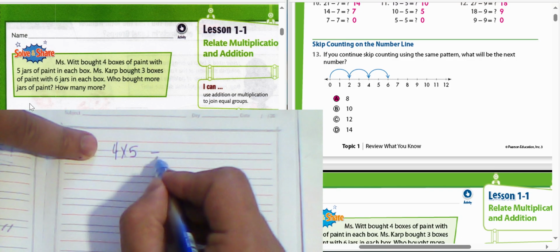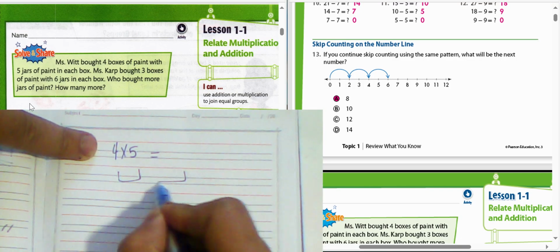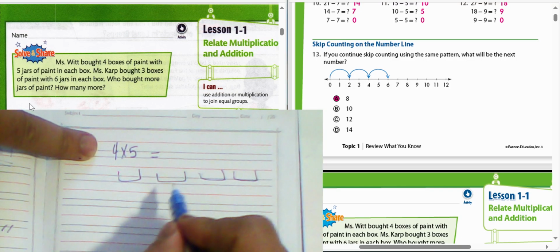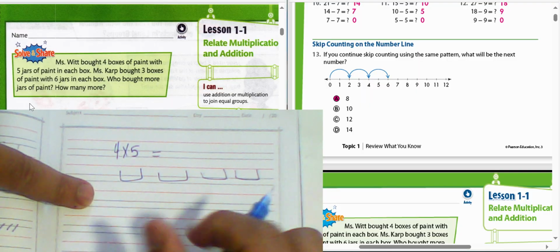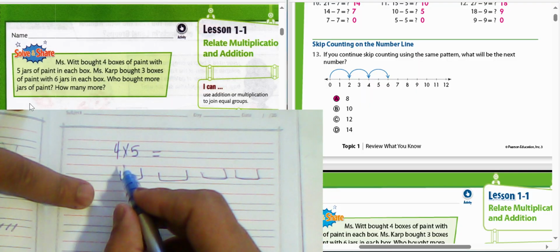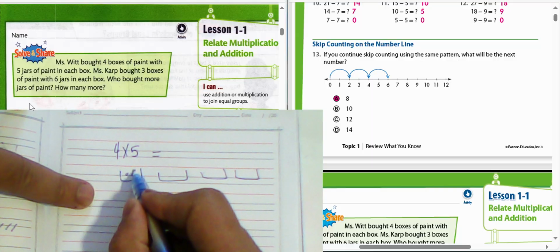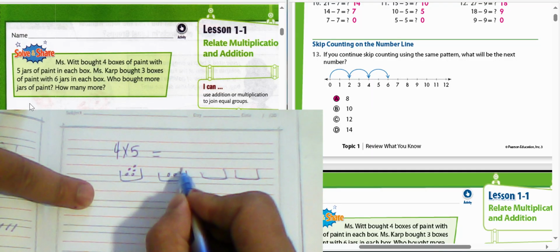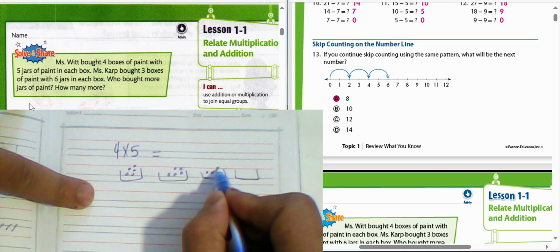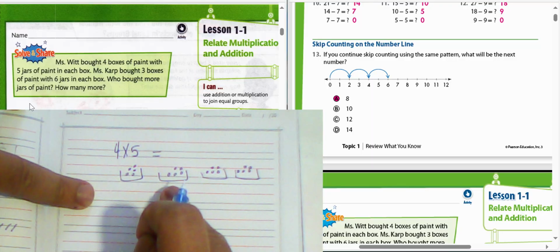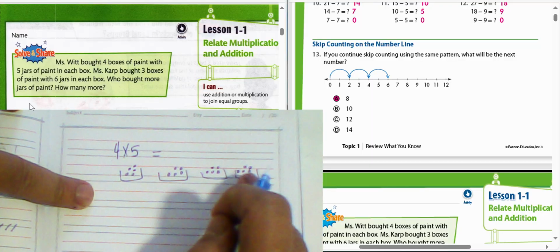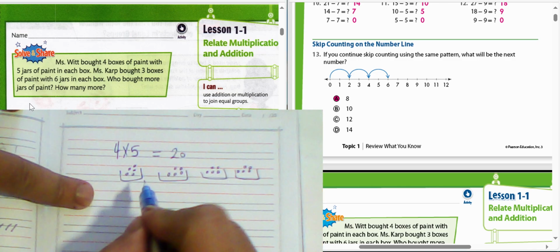So you can write 4 times 5. We have 4 boxes, and in each one we have 5 jars. 1, 2, 3, 4, 5. Counting by skip: 5, 10, 15, 20.